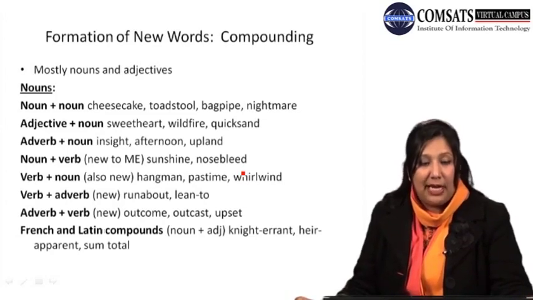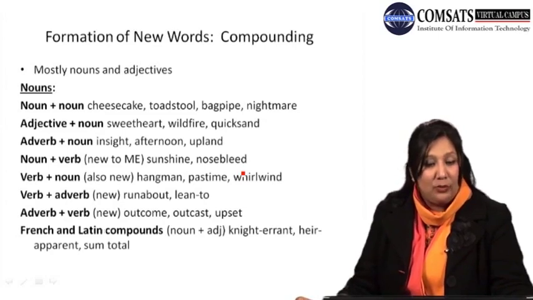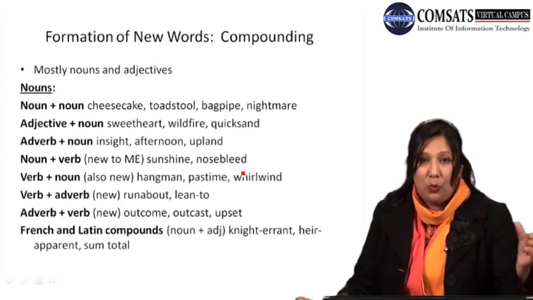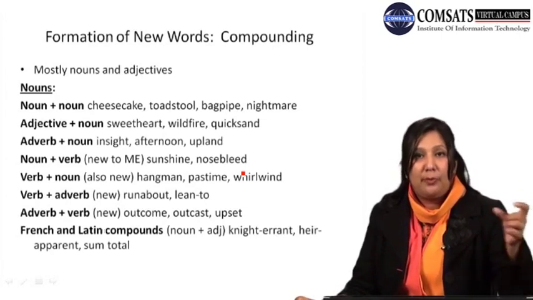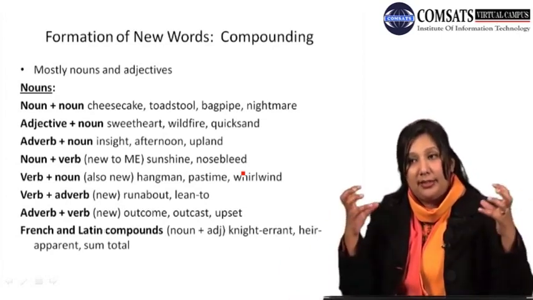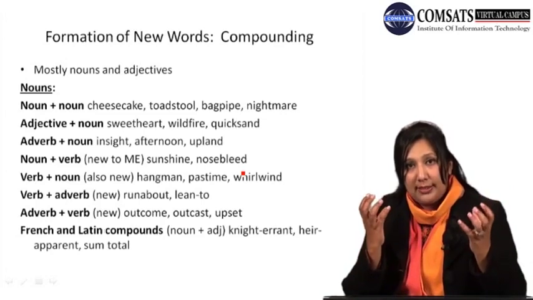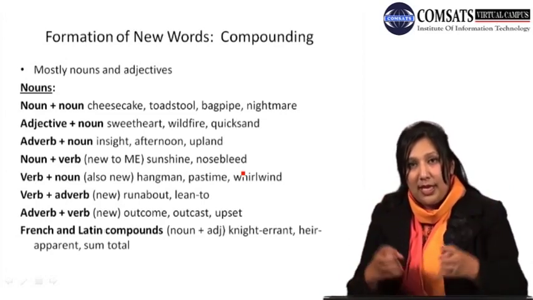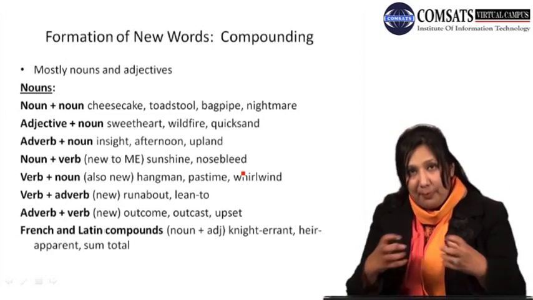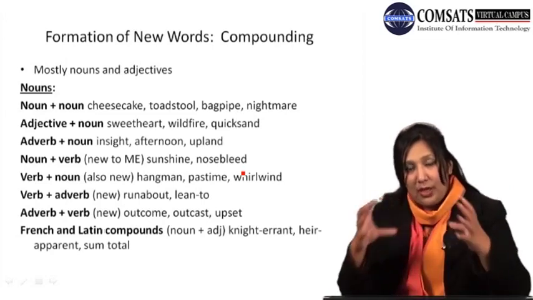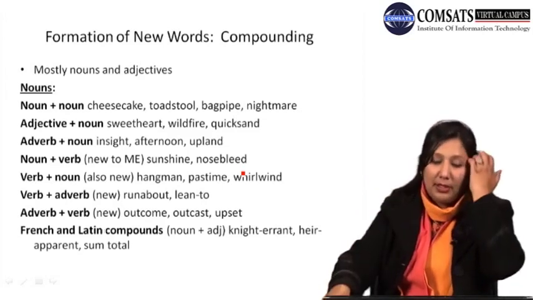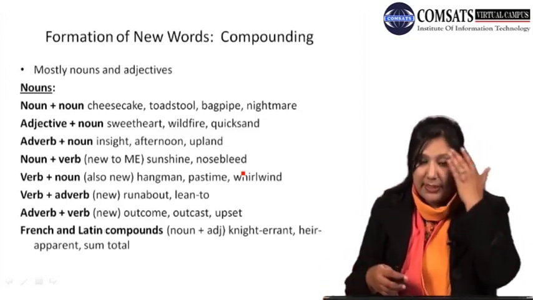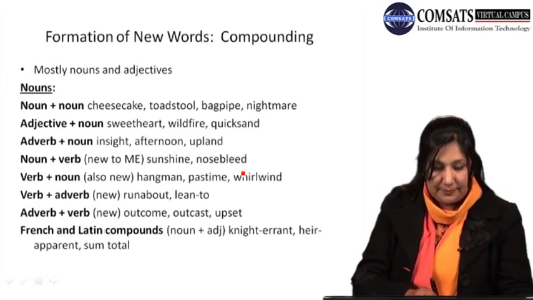A few examples of the nouns are as follows. The first one is noun plus noun. For example, cheesecake. It's one word, a compound word. A compound word is a combination of two complete words, where the two separate words come close and give one meaning. For example, the word cheesecake.